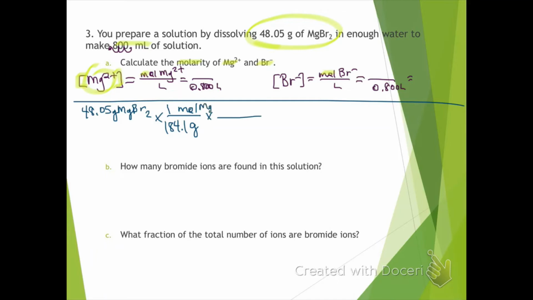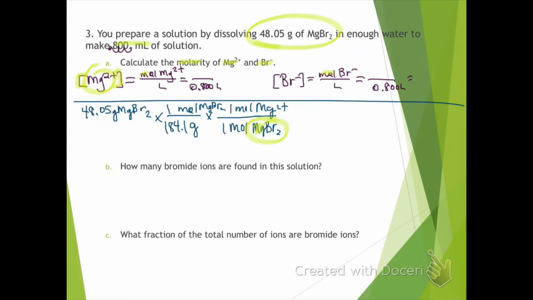But I don't want moles of the magnesium bromide, I need moles of each of my ions. Well, this just comes from using the ratio of these ions within our chemical formula. For every 1 mole of MgBr2 that we have, there is 1 mole of magnesium ions. I know this because looking at the formula for MgBr2, there is just 1 magnesium within it. So every individual MgBr2 has 1 magnesium, so we're going to have the same number of both of those.